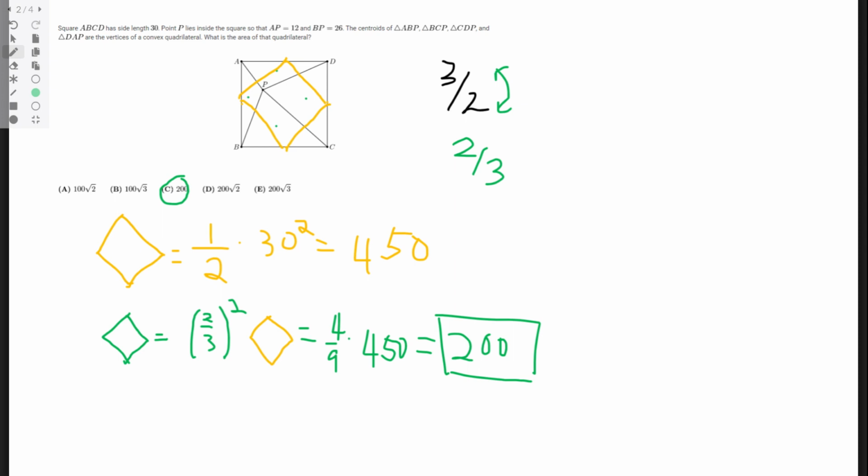And this is going to be a common theme in problems that have centroids. Not just one, but usually several centroids are usually going to involve some sort of homothety centered at a common point.